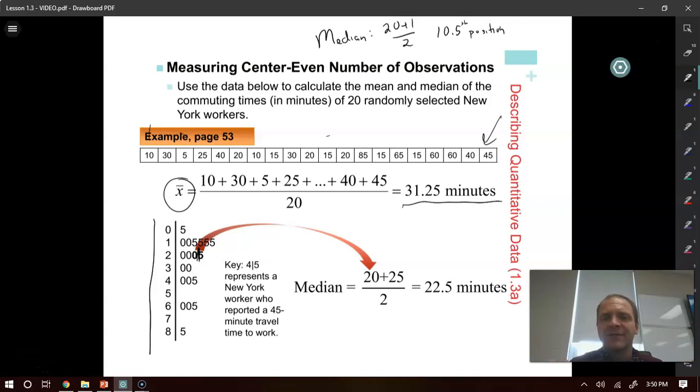Notice we're labeling: we're not just saying the average is 31.25, or the median is 22.5. We're putting in context. The mean is 31.25 minutes. The median is 22.5 minutes of commuting time of 20 randomly selected New York workers. So that's mean and median. In this case, it was an even number of observations.